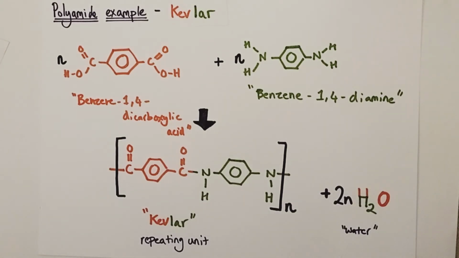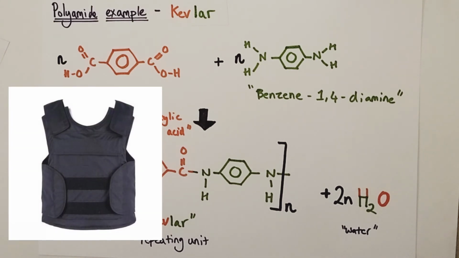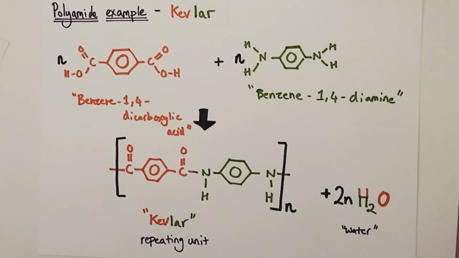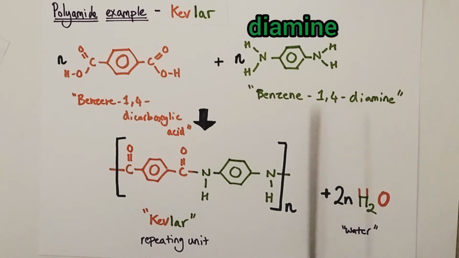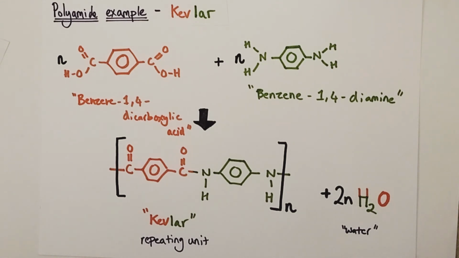The final polyamide I'd like to talk about is known as Kevlar, famed for its use in ballistic body armors. Kevlar is a polymer formed from monomers of benzene 1,4-dicarboxylic acid reacting with monomers of benzene 1,4-diamine in a condensation polymerization reaction. When this happens, a long chain polymer known as Kevlar is formed with the following repeating unit shown. And as you can see, the OH groups and the hydrogens have been lost in the formation of this amide linkage holding this repeating unit chain together. The condensation reaction itself is identical to those we've seen previously.